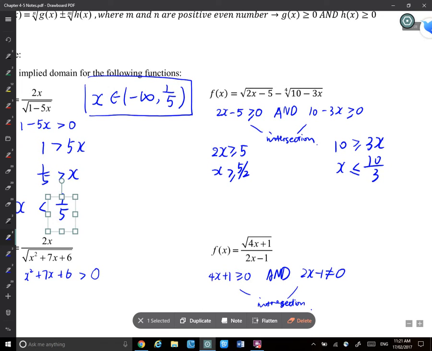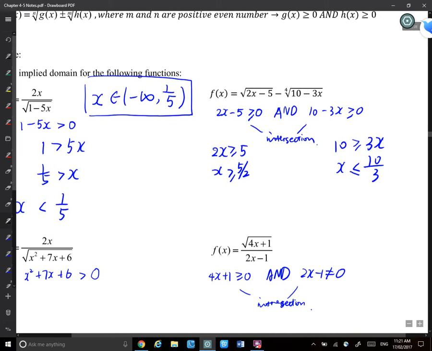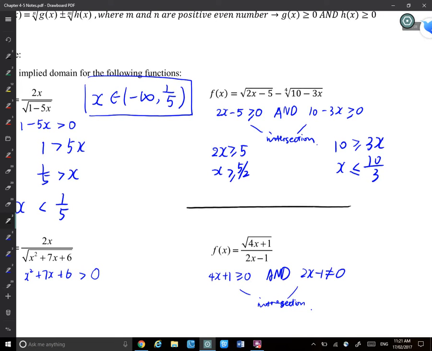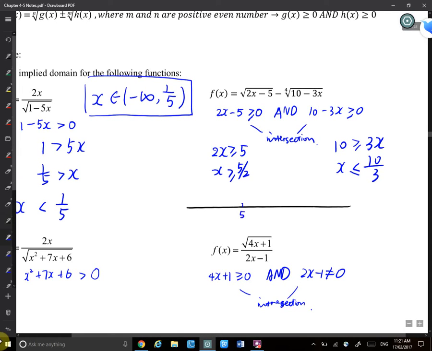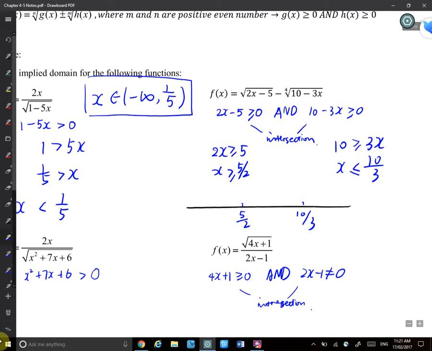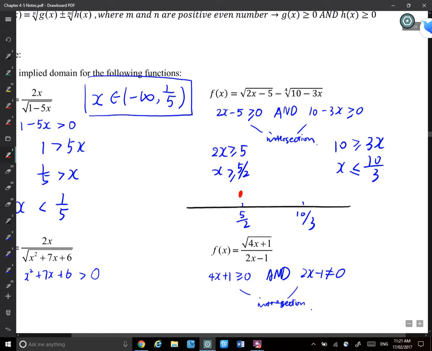How can we sketch that? Let's draw a number line here and find those two values, 5 over 2 and 10 over 3. 5 over 2 is 2.5, and 10 over 3 is 3.3333. So 5 over 2 should be here and 10 over 3 should be here, listing the order from smallest to largest. I'll use red to represent x greater than or equal to 5 over 2. It's a closed circle because x can take 5 over 2, so it's all the values here.